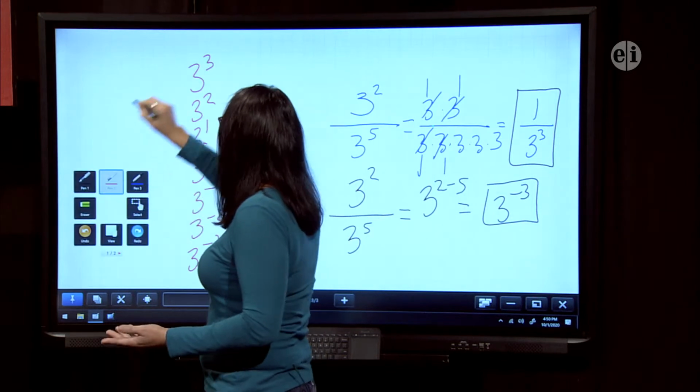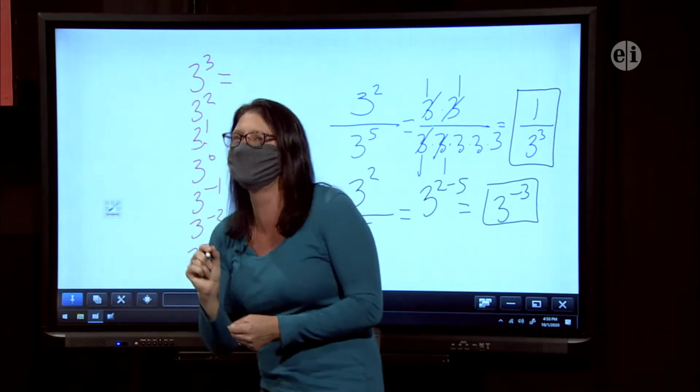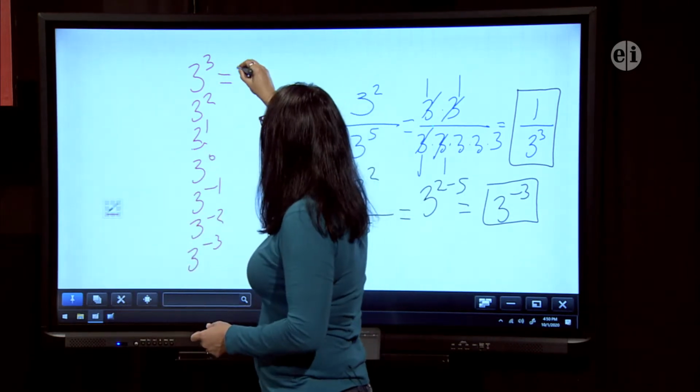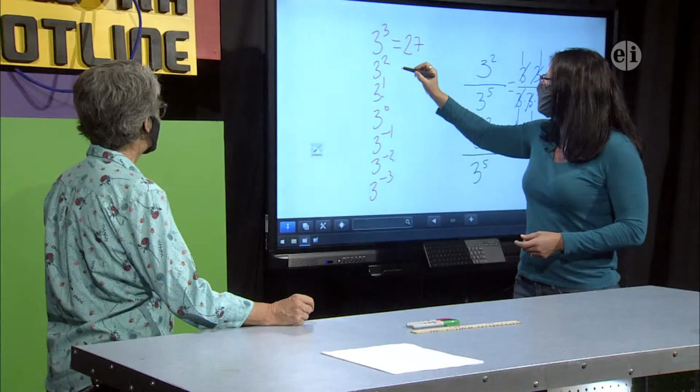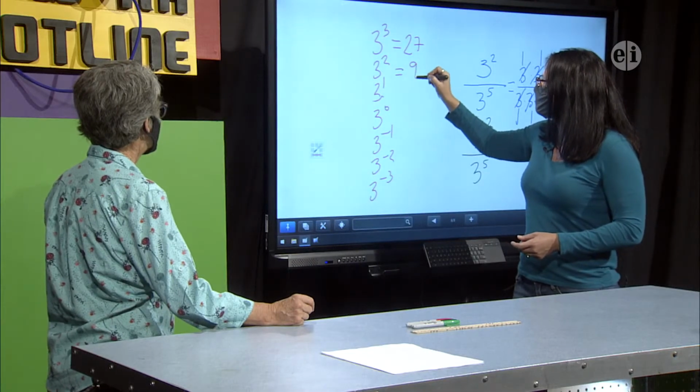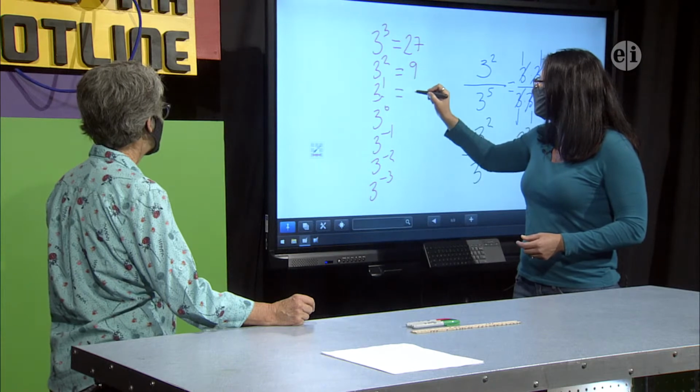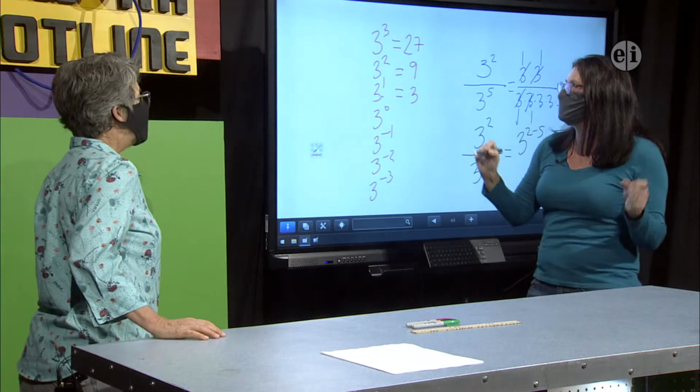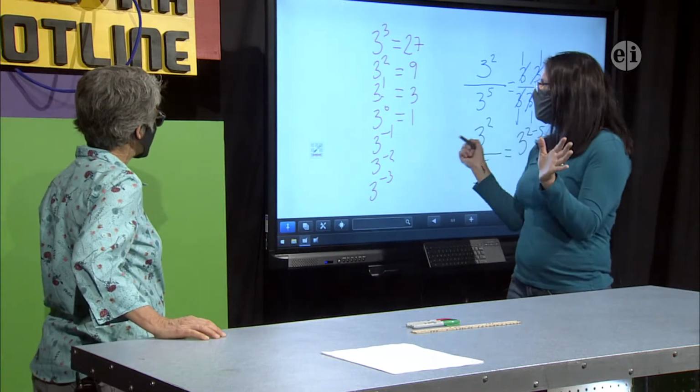So let's start. 3 cubed. 3 times 3 is 9, 27. 3 squared, 9. 3 to the first, 3. And now we know 3 to the 0, so we can go one more. But we don't know anything else.